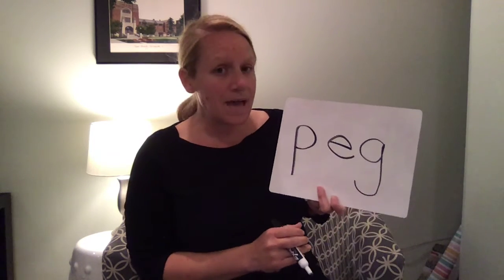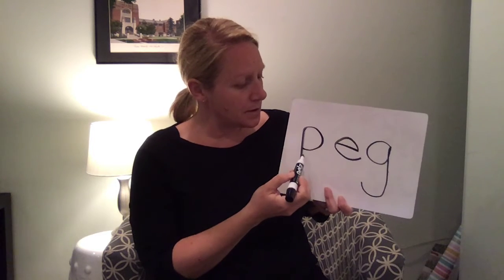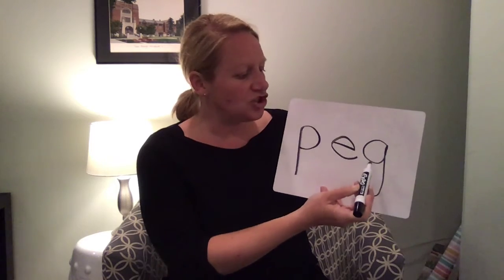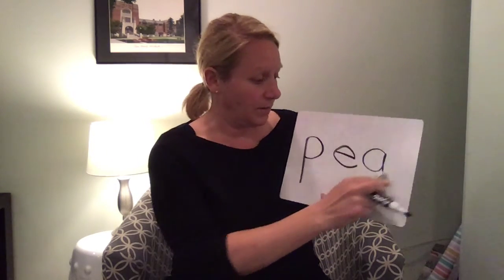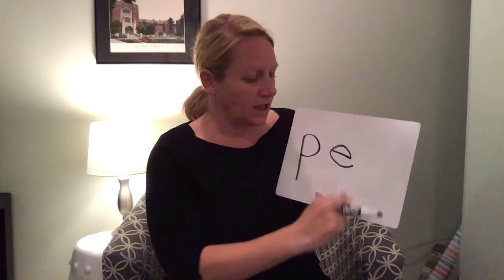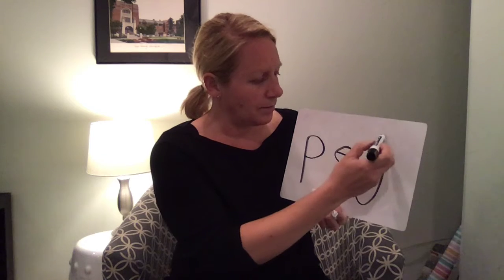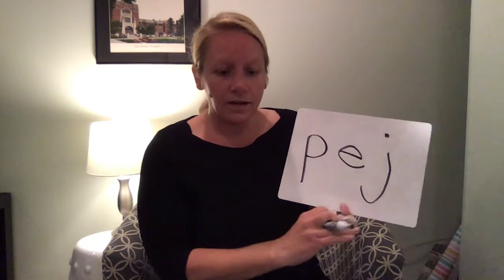Pedge. We'll talk about it in 3, 2, 1. Pedge is the word. P. That's the same. E. That's the same. J. I need to change that one to a J. J. Pedge. Now pedge is changing to pidge. Do it on your paper.